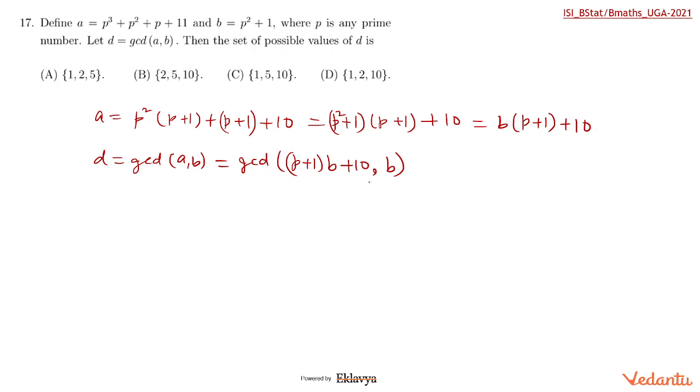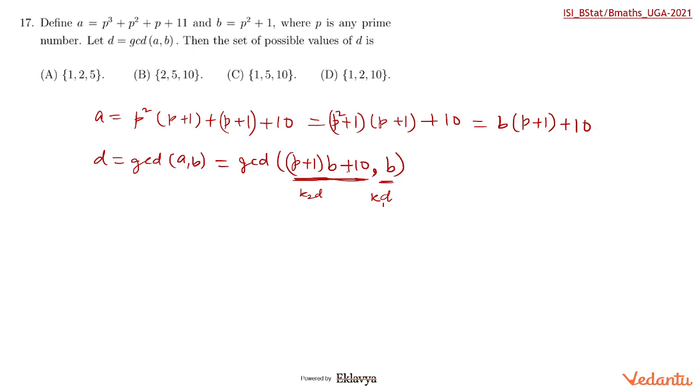So D divides P plus 1 times B plus 10 and B both. D is common to both the numbers. So D must divide, as D is dividing B, so D will divide P plus 1 into B, and as D is dividing P plus 1 times B plus 10, it must divide 10 also. Look, D is included here, K1D, this is K2D, the entire, and this is right.